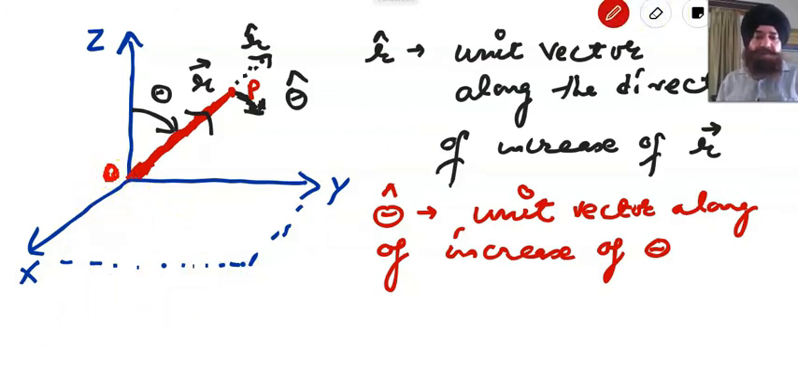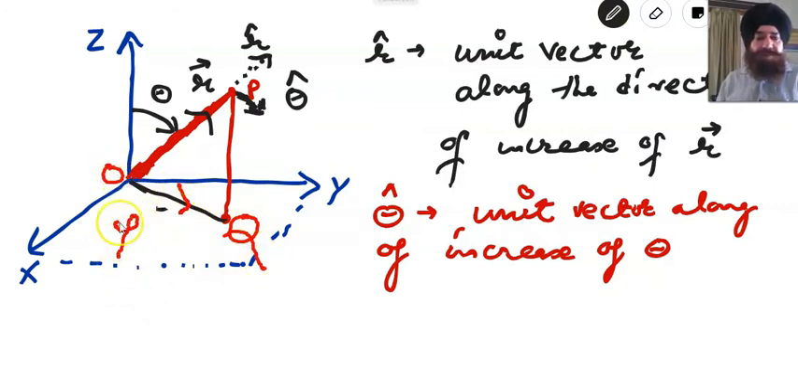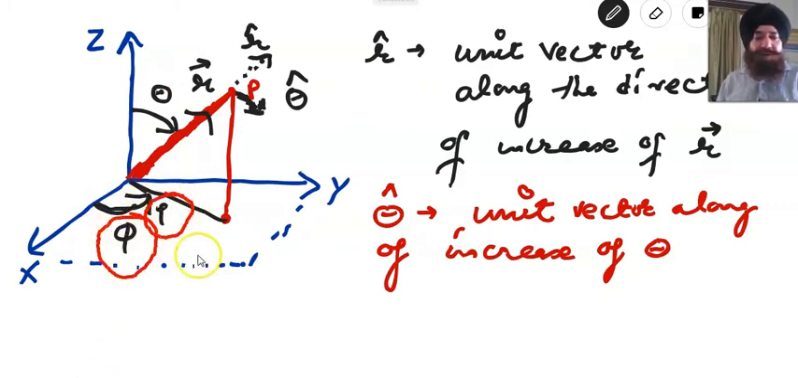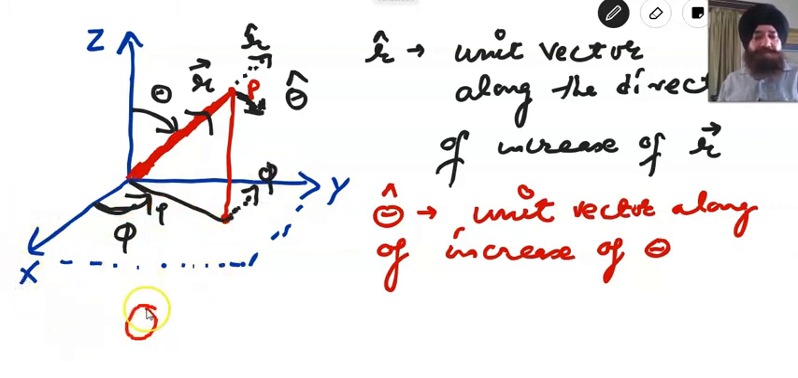Now, this is the XOY plane. I have dropped a perpendicular over this XOY plane. You may call this point Q, joining O to Q. This is our rho vector. What is rho vector? The projection of r vector on the XOY plane. So what is the azimuthal angle? The angle the rho vector makes with the x-axis. So what is phi cap?